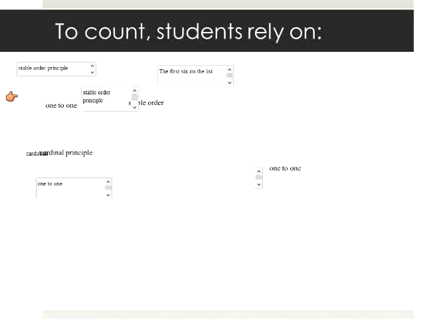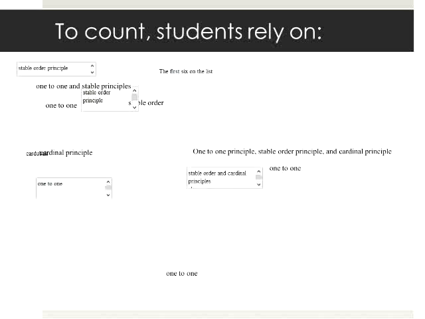The first six on the list, I think that's what I would agree with too. So think of that. We're just asking a student to count five objects. But think of all the things that have to be developed in that child's brain for them to be able to do that. They have to understand one-to-one.